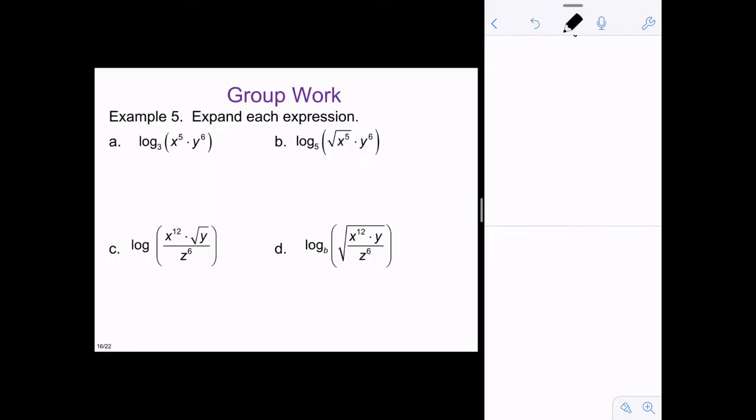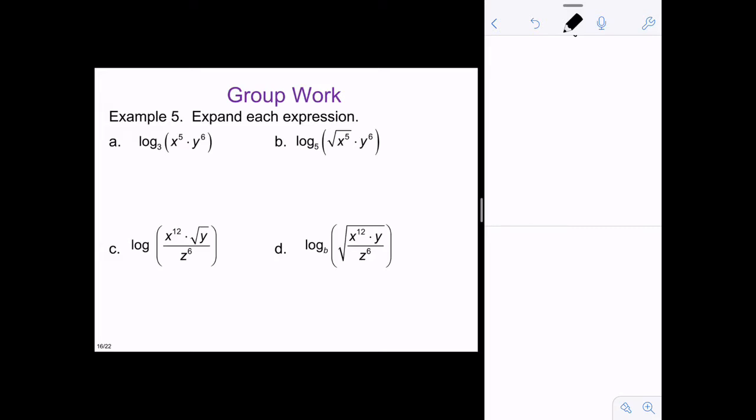All right, here we go. We're going to expand them. So we're going to take those rules and we're going to break them apart. You want to make sure that there's no powers left inside your logarithm. You want to make sure that there's no multiplication inside your logarithm. You want to make sure that there's no division inside your logarithm.